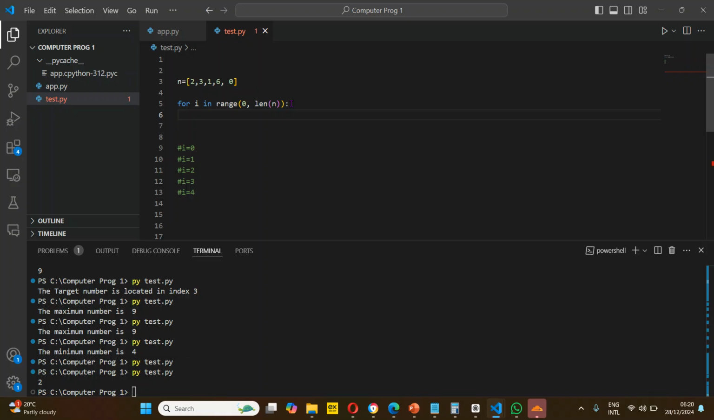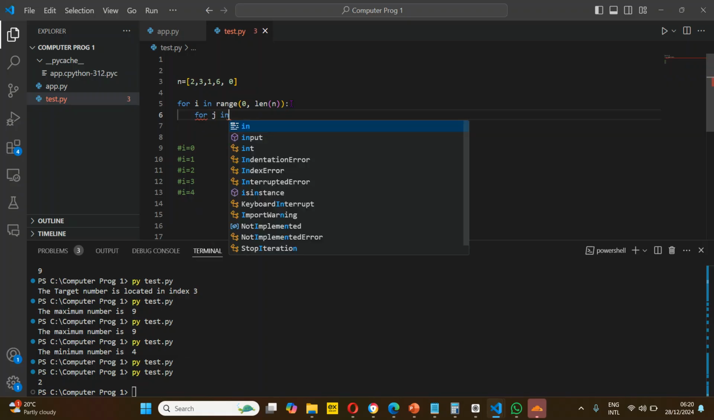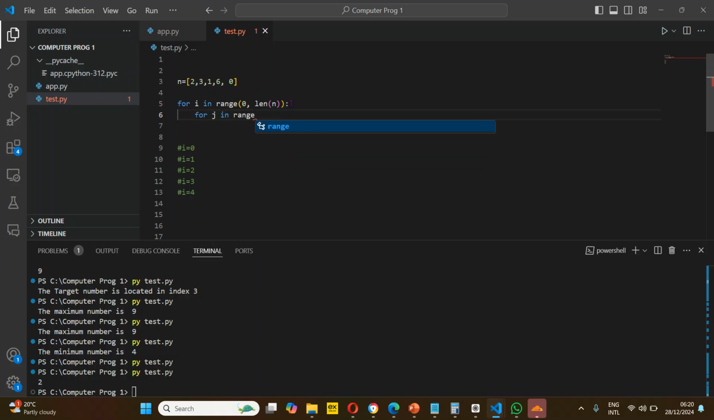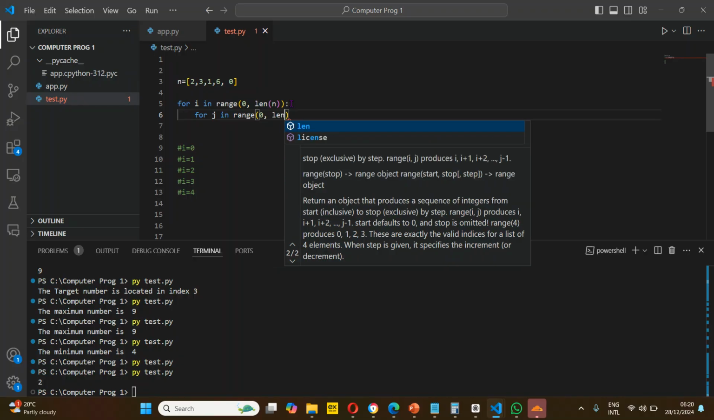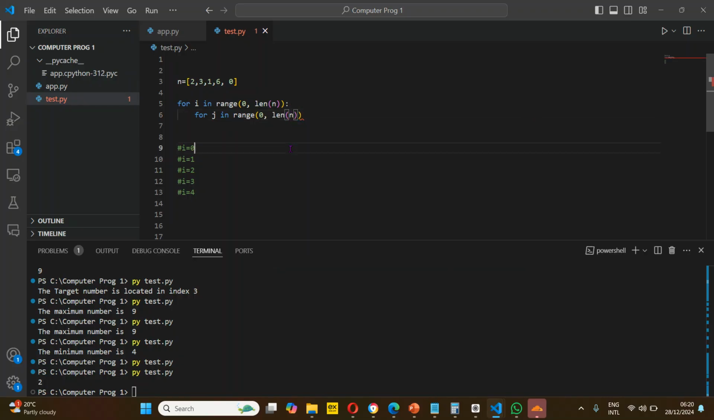So now, what if I want to have an inner loop? For j in the range of 0 down to the length of n, what happens here is by default, j starts from 0. In the inner loop, this is the outer loop i, and j is the inner loop. So when i equal to 0, j will be equal to 0 in the first instance.